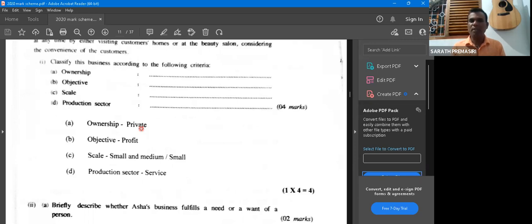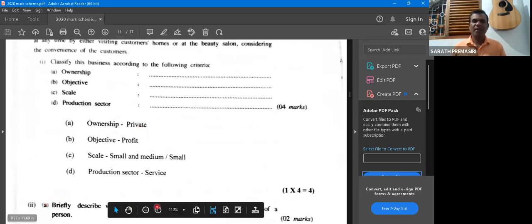Based on production sector, business can be categorized as agricultural sector, industrial sector, and service sector. Now, this is a service sector business. Understand? Now, this is how we have to identify businesses based on different criteria. Now, look at question number 2. Briefly explain.